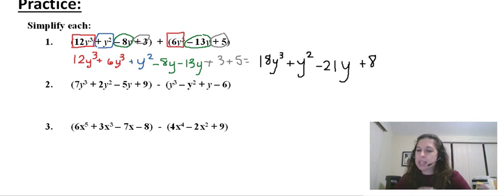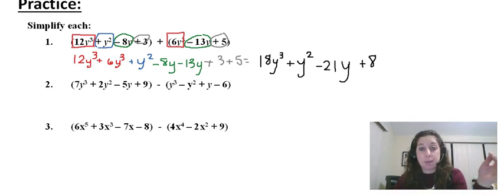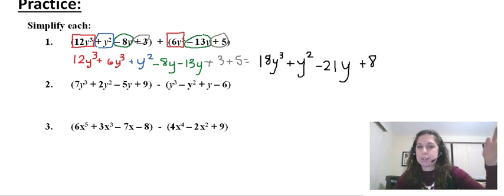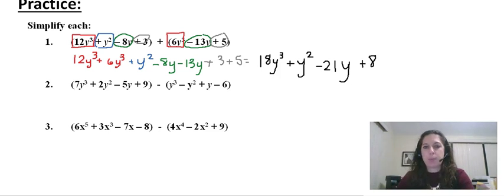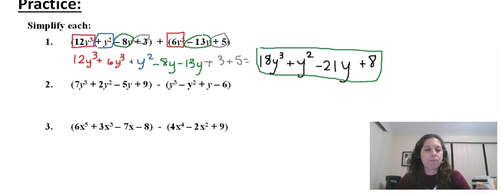I then double check, is it written in standard form? This time it is. I have my greatest exponent, or my greatest degree, excuse me, which is to the power of 3, and then it goes to the power of 2, 1, nothing. So I'm good. That would be my final answer. That's as far as I can go. There is nothing else I can add. Or let's try another one.